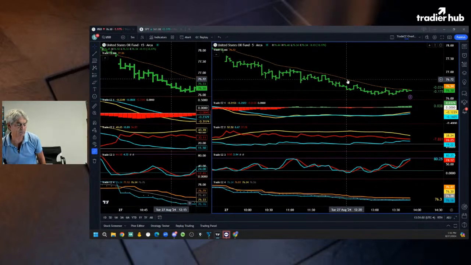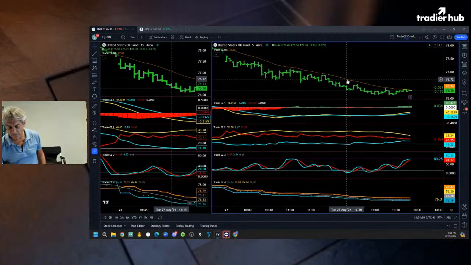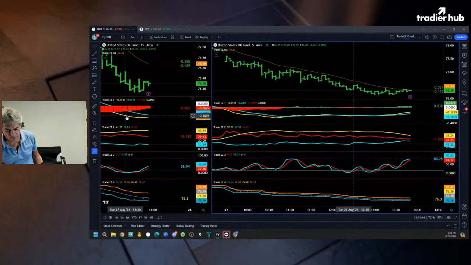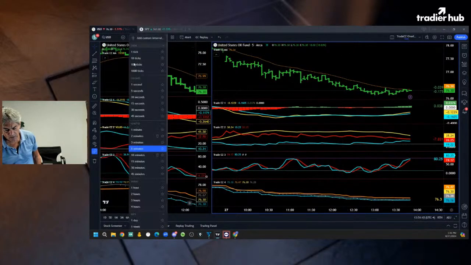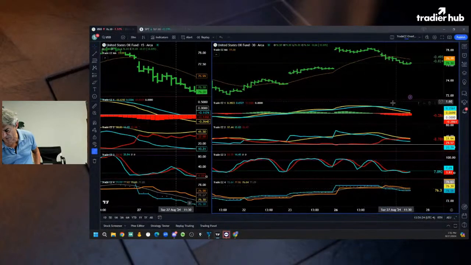Not once would I say I would look for a long in oil. Not once. Oil is in a monster negative trend. You can see the 15-minute time frame right here. The MACDs are very, very negative. Now looking at the 30-minute time frame on the USO, you can see the 30-minute reverse to sell here, and you can see the negative MACD.